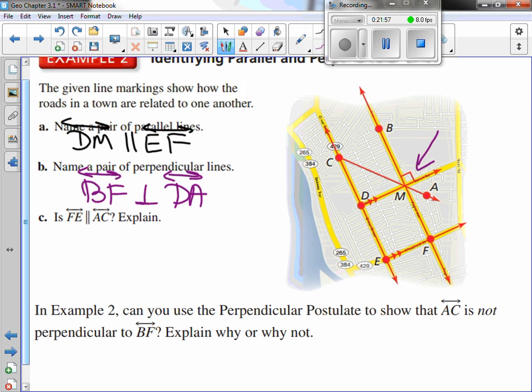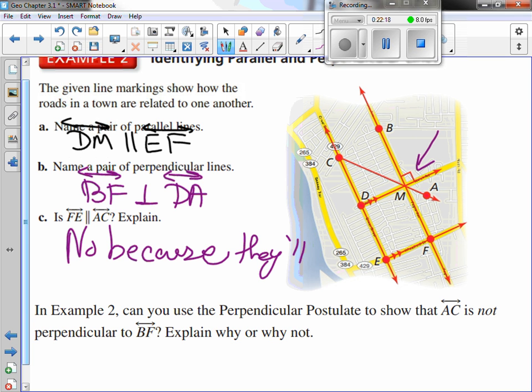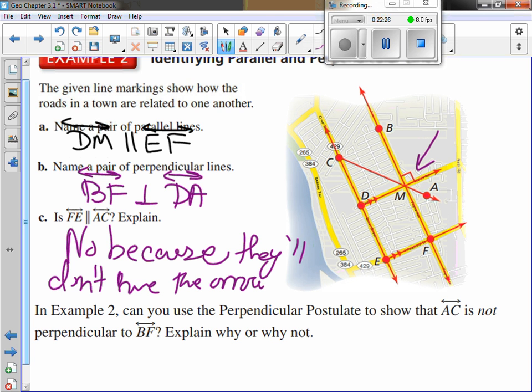Is FE and AC parallel? FE and AC. No. Because they don't have the arrows, or we can say something along the lines of them intersecting, because they're going to intersect at some point.